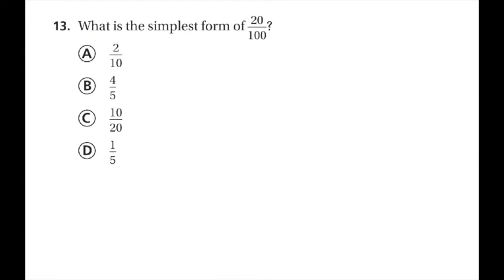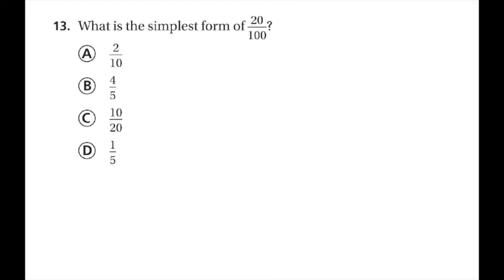Okay, now we are working with simplest form. When we worked with equivalent fractions, we could either multiply or divide. But when we're using simplest form, we're pretty much going to divide. Okay? Now, I can list my multiples or my factors of 20 and 100. There's quite a few of them.